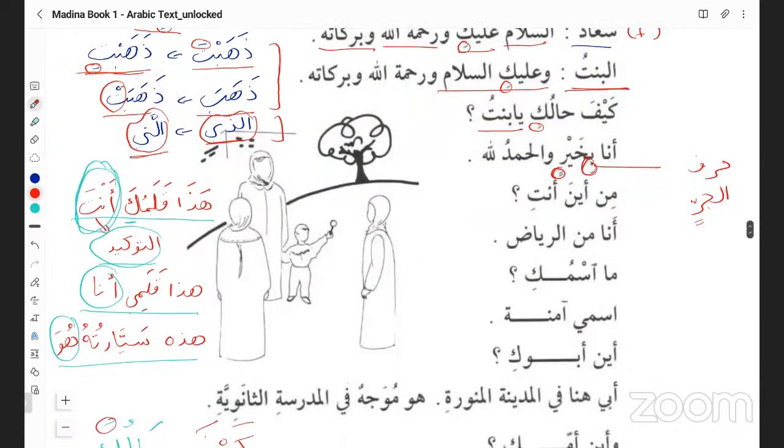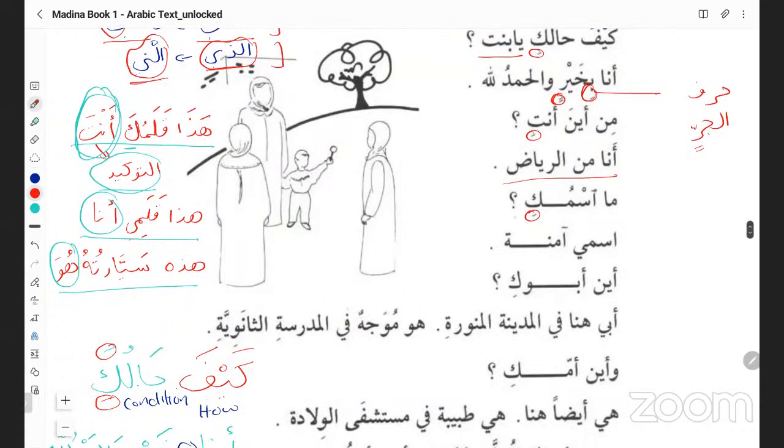Min ayna anta, from where are you? Min ayna anta, from where are you? Again, sorry, min ayna anti, because the conversation is between females. So from where are you? Ana min al-Riyadi, I'm from Riyadh. Masmuki, again we are speaking to a female, so masmuki, what is your name? The kaf, again, what is your name? Ismi, again the ya, my name, ismi Amina too.